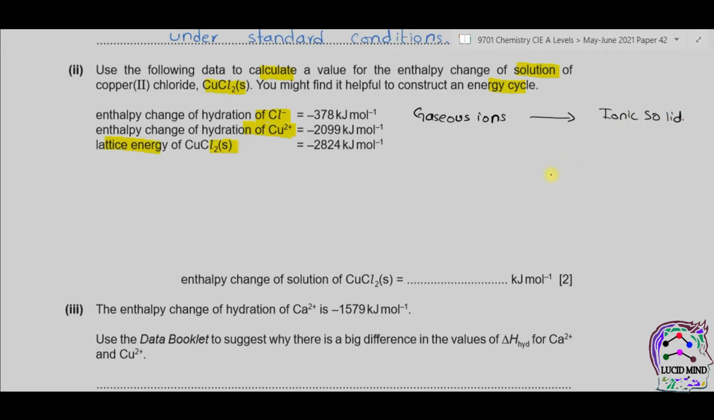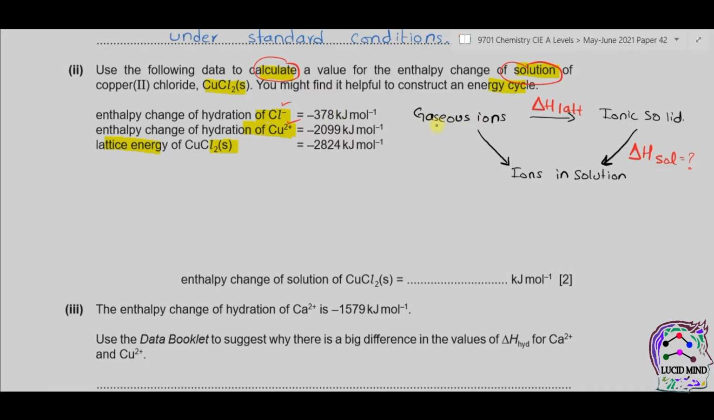When ionic solid is dissolved, it forms aqueous solution. So we can say ions in solution. Ionic solid can be dissolved to form solution. Gaseous ions, they can also be dissolved to form ions in solution. Now the first one is lattice. Whenever 1 mole of ionic solid is dissolved in enough water to make very dilute solution, it is called enthalpy of solution. This is what we have to calculate. And from gaseous ions to ions in solution, they have given the values.